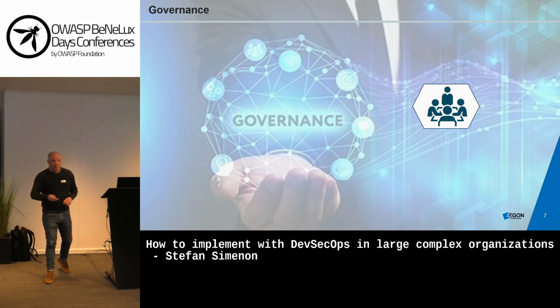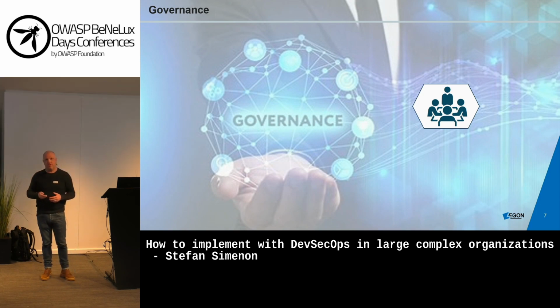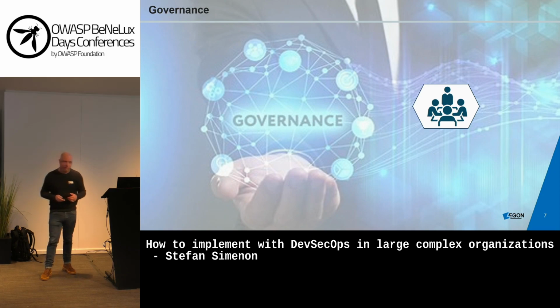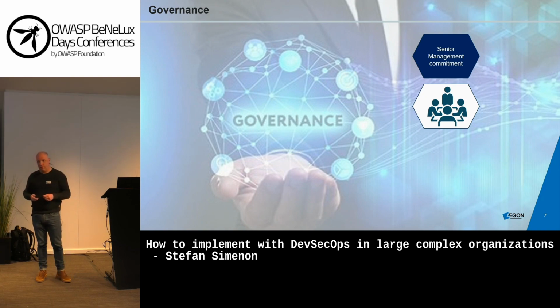So the second piece is governance. Now, governance is a big thing in large, complex organizations. It's not only a big thing for security, but for each and every topic. But if you need to run a security program, there are 6 crucial elements. So the first one is senior management commitment.